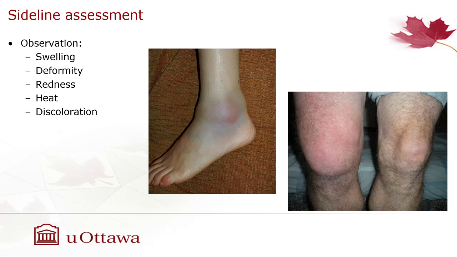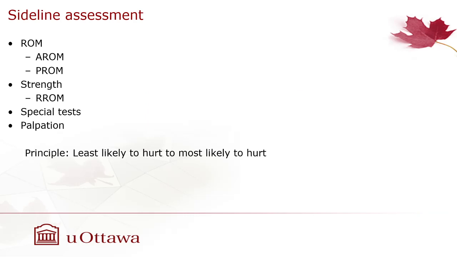Then you can do your observation. So you look for swelling, deformity, redness, heat, and discoloration. Those are the 5 signs of inflammation. So if there is inflammation, that means there's structural damage, which means that there's an injury that can be made worse by returning to play. Then you go through your active, passive range of motion, your resisted range of motion, your special tests, and your palpation, always respecting the principle that you have to go from the least likely to hurt to the most likely to hurt.